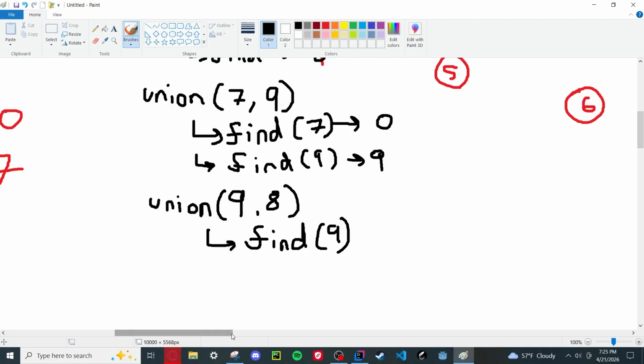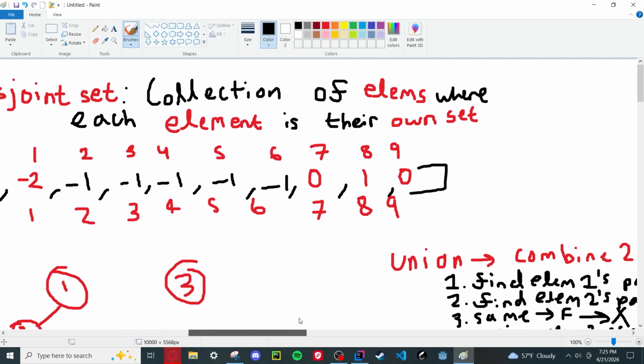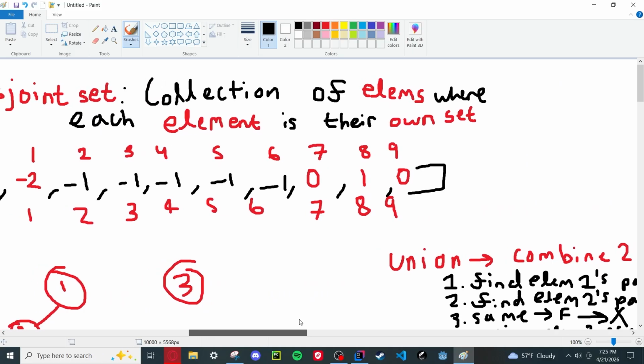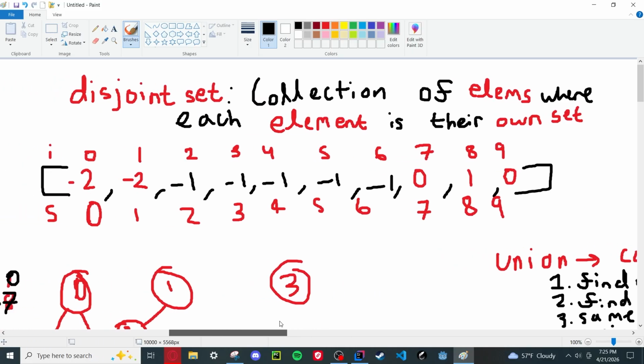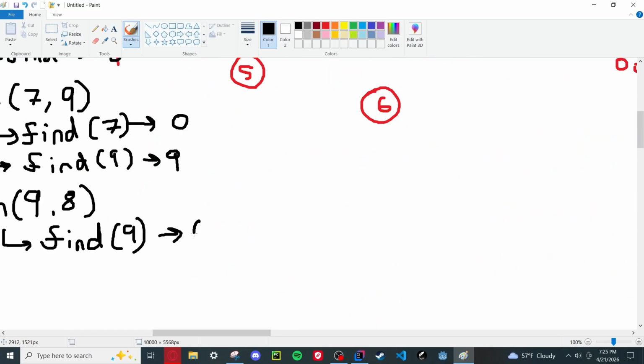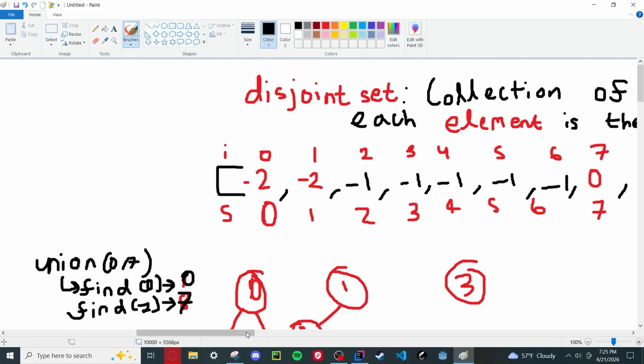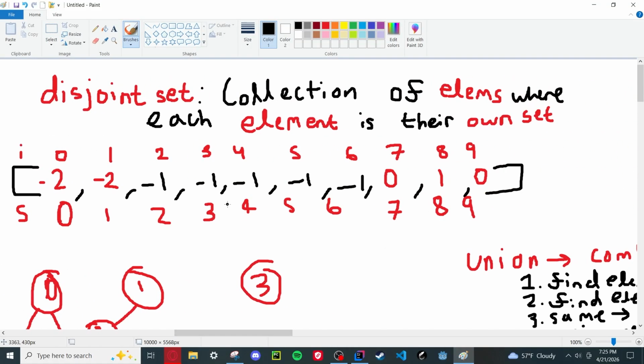Well, find of 9 points to what? Find of 9 points to 0, right? And what does find of 8 point to? Find of 8 points to 2. Right, go to 8. What's that index? 0, 1. So 1.